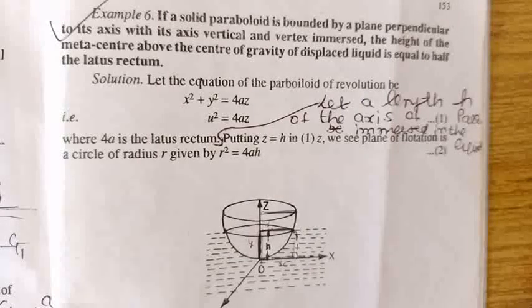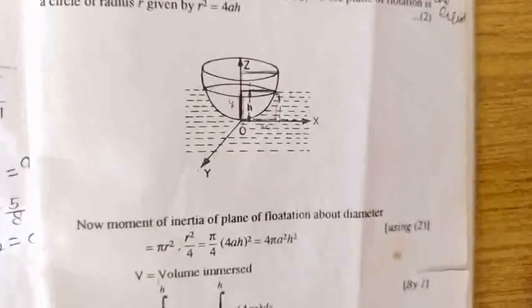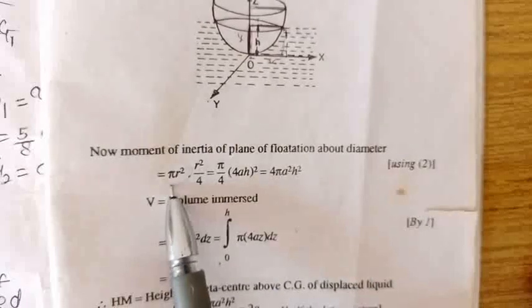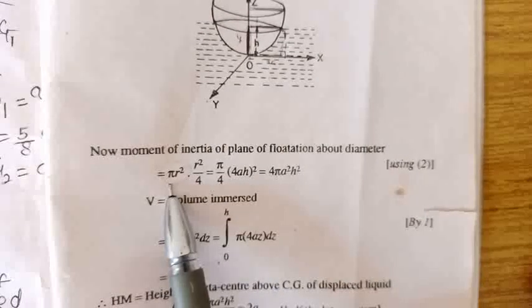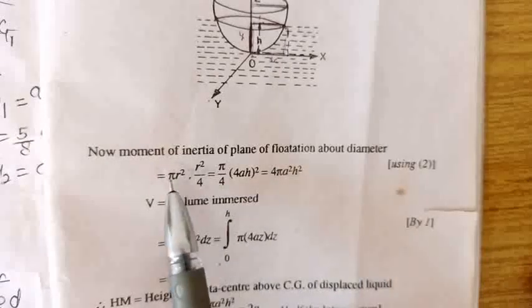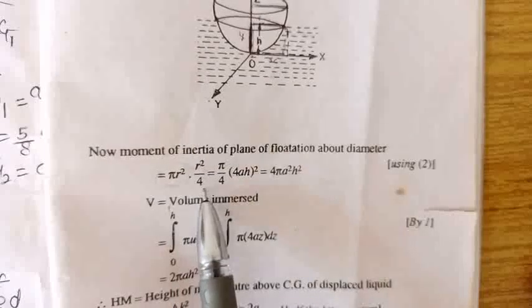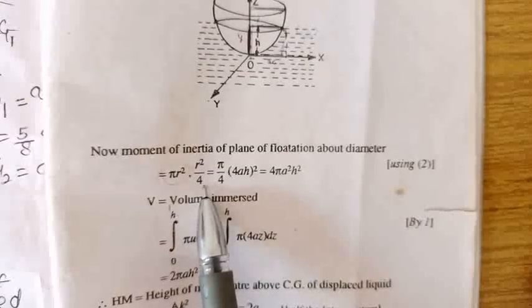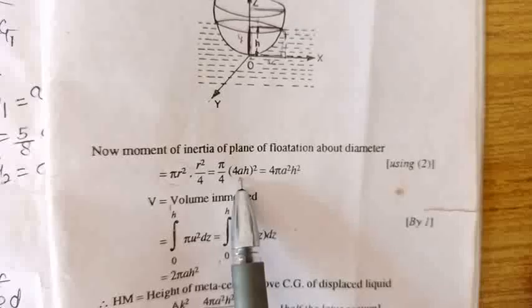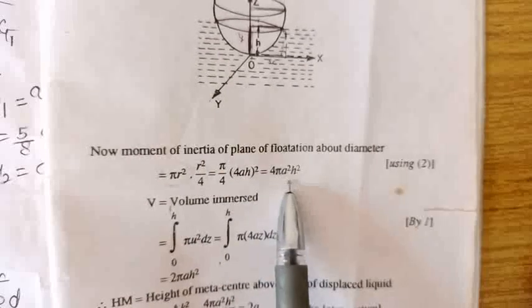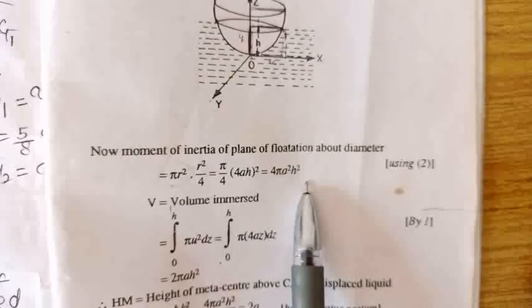Now let us find the moment of inertia. By definition, the moment of inertia of the plane of flotation about the diameter is given by the area of the circle into the square of the radius of gyration. The area of the circle is pi r square, and the square of the radius of gyration is r square by 4. Now the value of r square is 4ah, so putting the value here, we get the moment of inertia, which is 4 pi a square into h square.